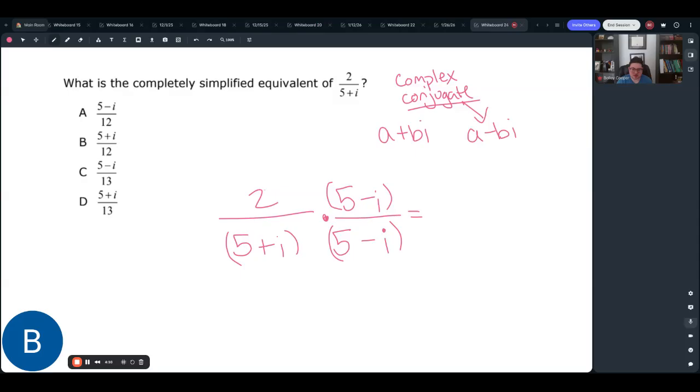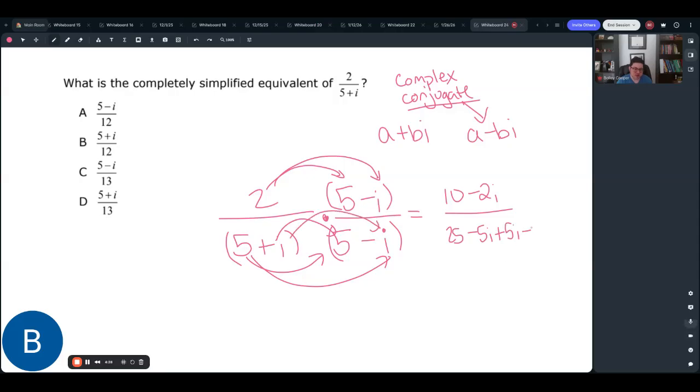So here we're going to have 10 minus 2i in our numerator. And we're going to have 25, 5 times 5, minus 5i, plus 5i, minus i squared. Okay? And you might be thinking, let's cancel out this minus 5i and this plus 5i. We can definitely do that. Let me get rid of these guys. Cool. So now we just have 25 minus i squared.